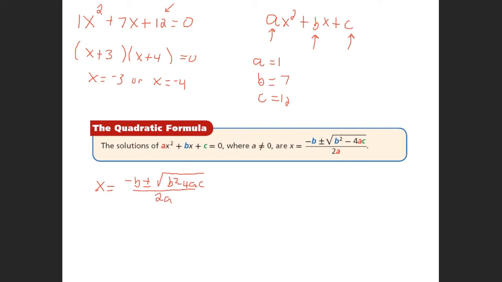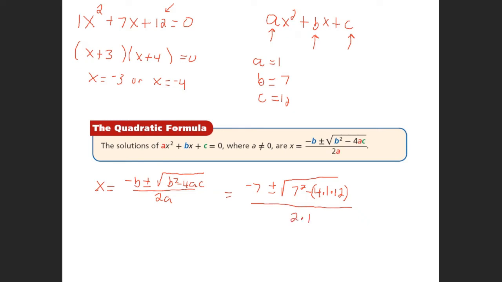So all we're going to do is plug in the numbers that we know. We know b is 7, so we're going to put 7 here, and 7 here. We know a is 1, so we're going to put 1 here, and 1 here. And we know c is equal to 12. Then we just use our arithmetic skills to solve. So I'm going to plug my numbers in. So -7 plus or minus the square root of 7 squared minus 4 times 1 times 12. I usually put this inside parentheses because if I don't, I usually make a mistake there. And then over 2 times 1.